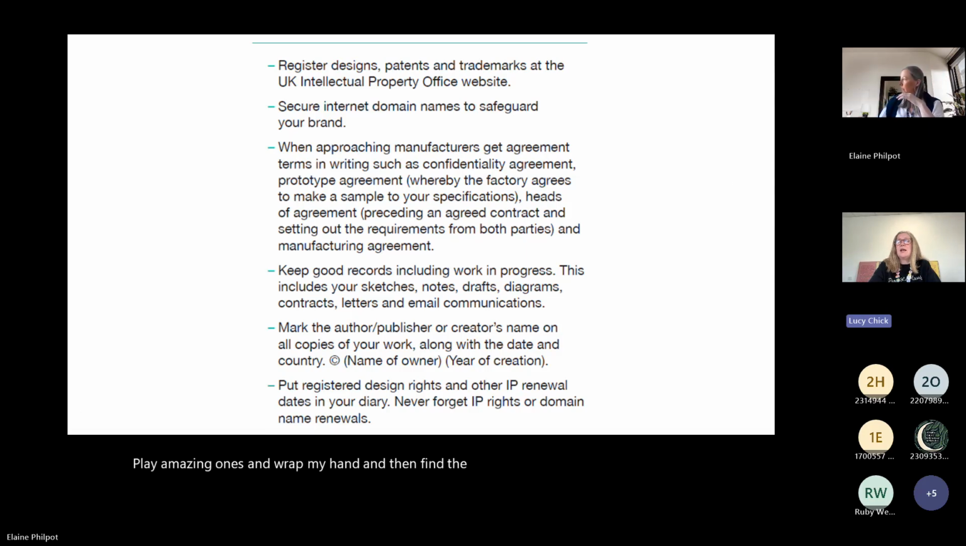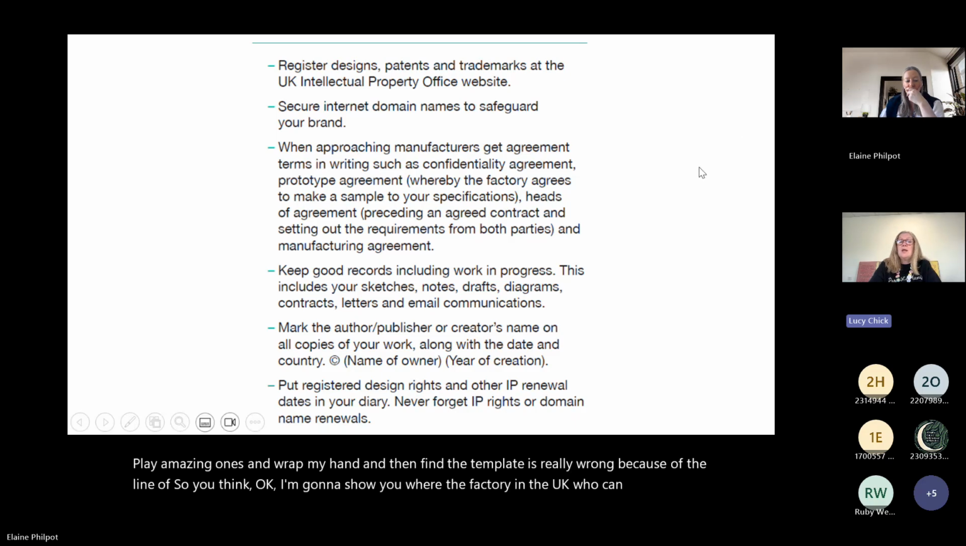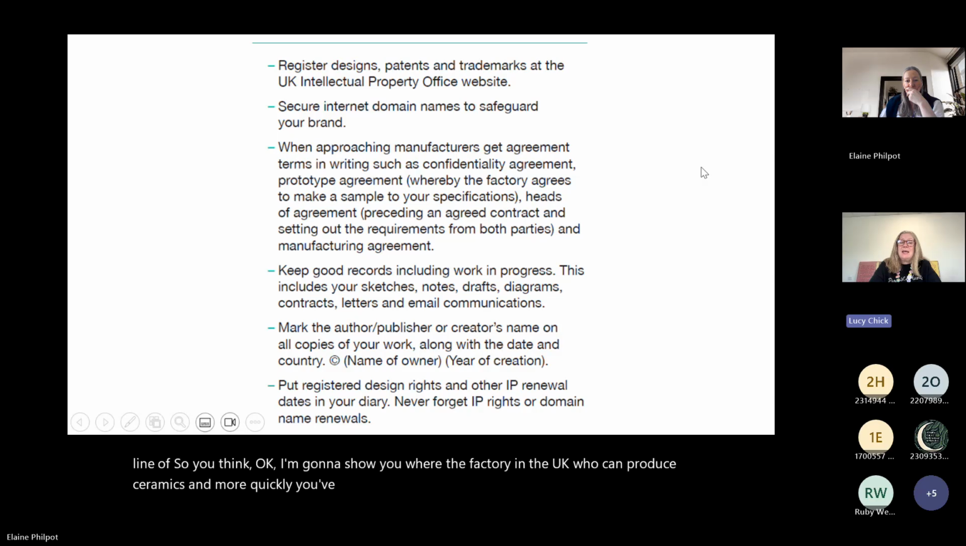So you think, okay, I'm going to negotiate with a factory in the UK who can produce ceramics more quickly, and they've got machinery. You need to make sure that they are making them for you, but they don't retain the right to that mug, to the shape of that mug, or what it looks like, or what colours it is. That's really important, particularly when products become really, really popular. And it's also helpful if things get copied.